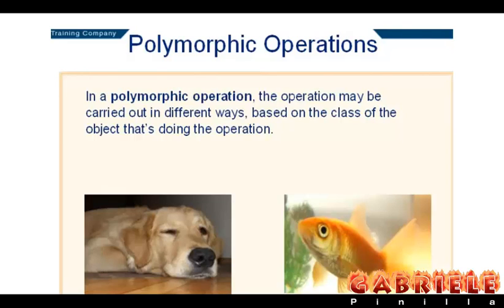So for our example here, we have two types of the animal class. We have a dog and we have a fish. And if we're talking about the polymorphic operation breathe, at runtime, the breathe operation will be performed differently by the fish, breathing water through its gills and producing bubbles, than it will by the dog that will breathe air and pant.